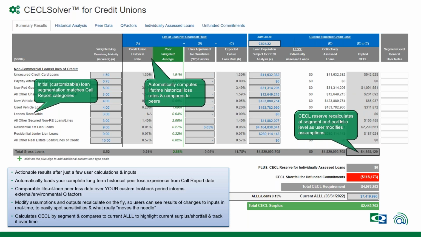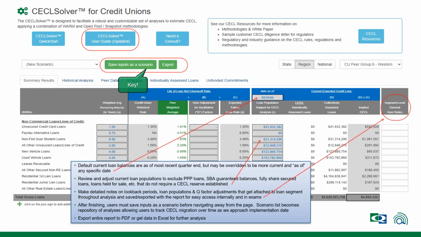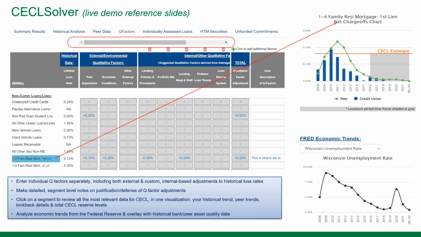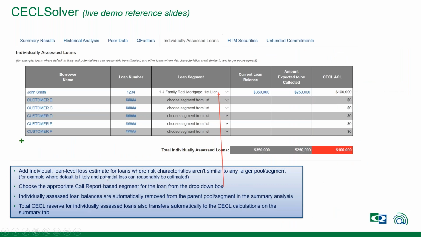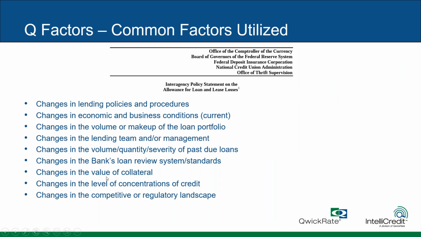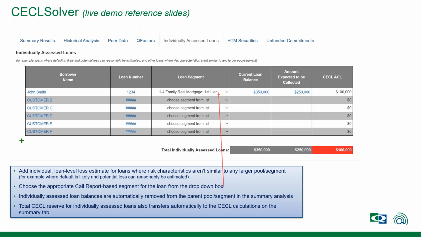So the next few slides, here we go. These slides are just a summary of what I've just gone over so that you have it in black and white on the PDF that we're going to send out after the call today. So we don't need to go through these as I've already talked about them. Flip to the next one, and the next one. Yeah, those are the common Q factors. That's the individually assessed loans tab. You can skip ahead a couple more, David.